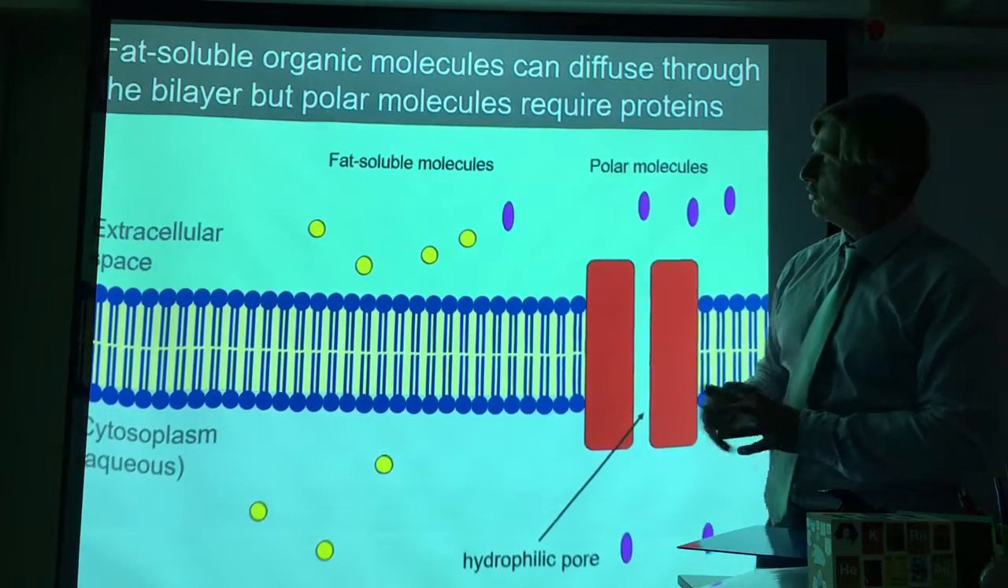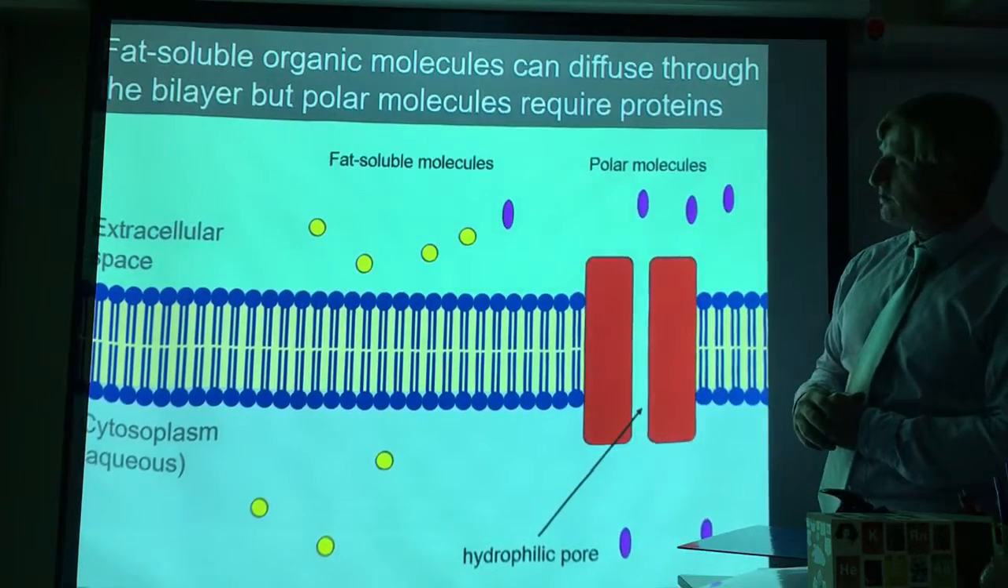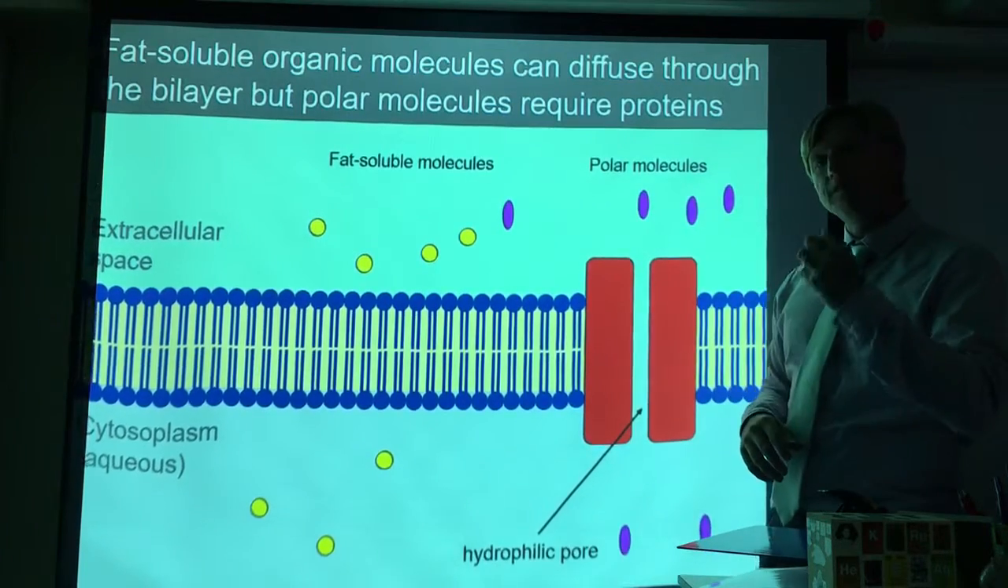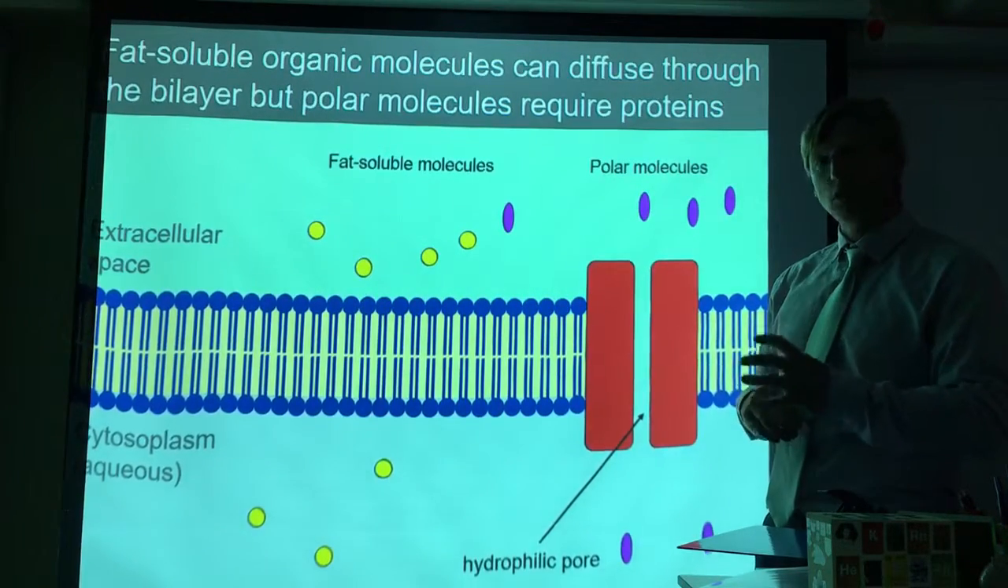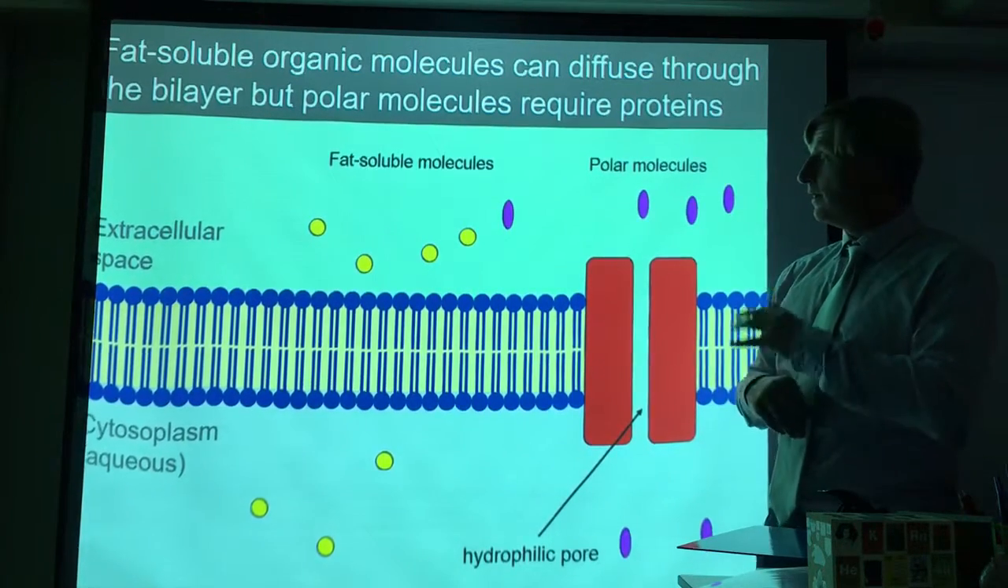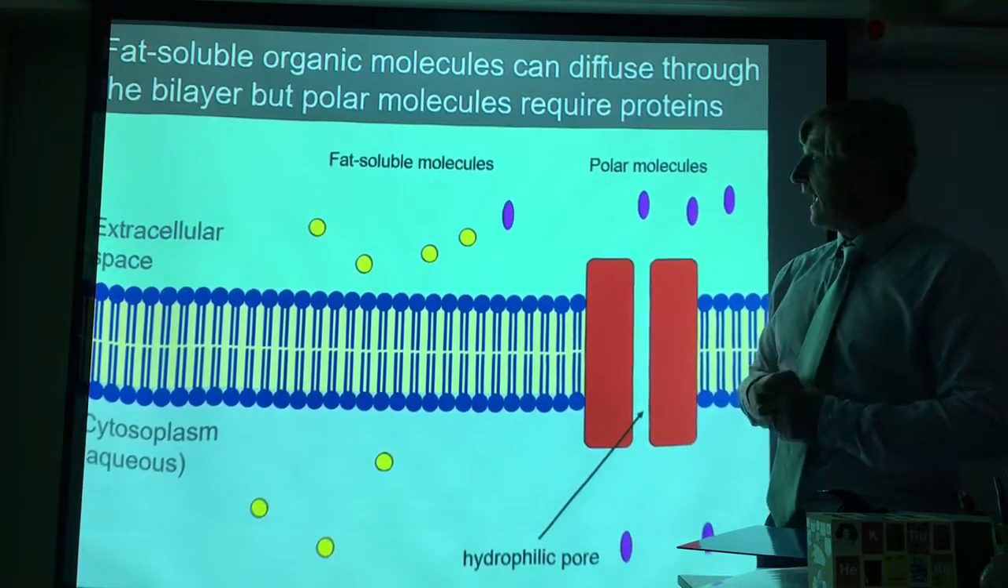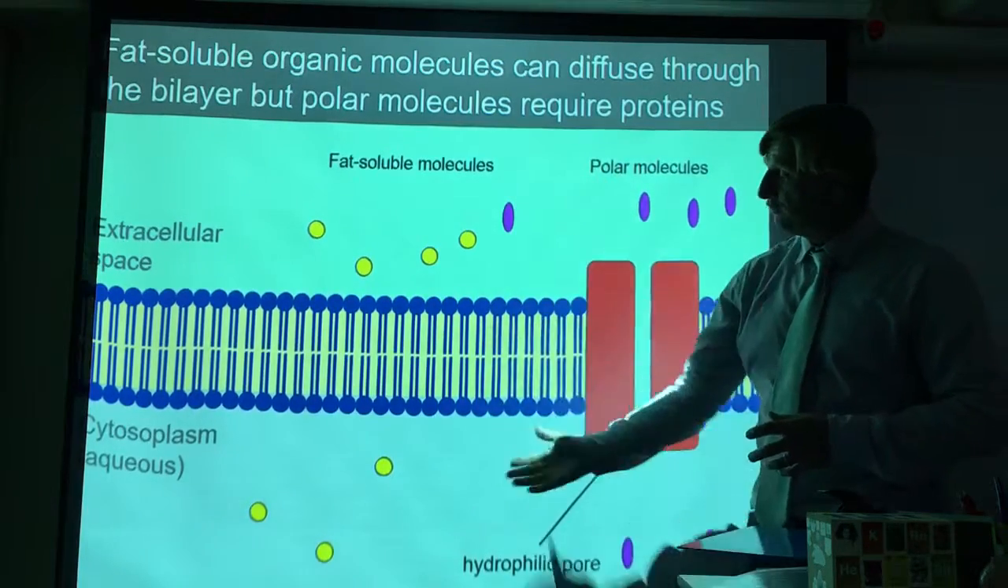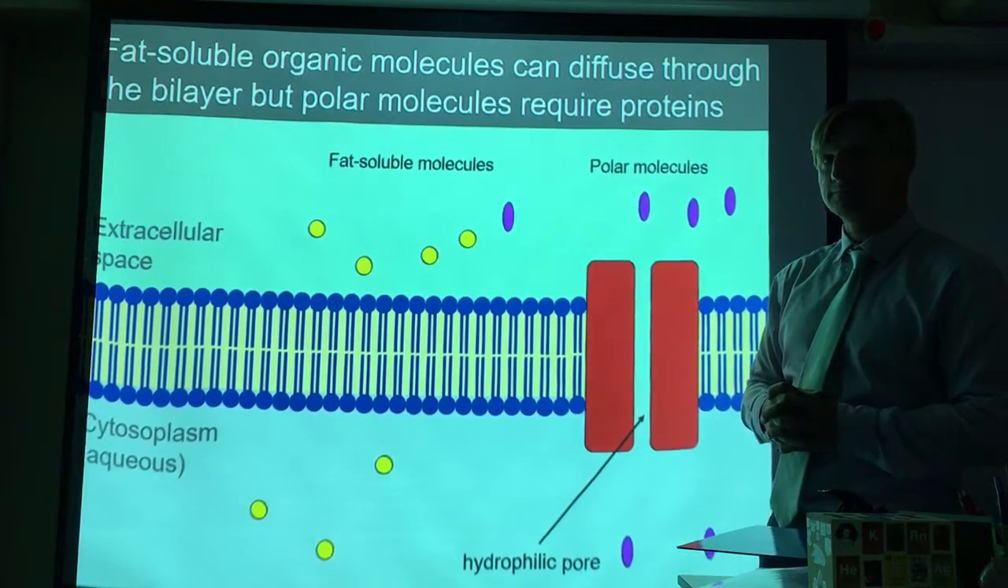The other thing that can go through the membrane, which is not actually here, are very small non-polar molecules, like oxygen gas or carbon dioxide. And they are able to diffuse through simple diffusion through the lipid bilayer.